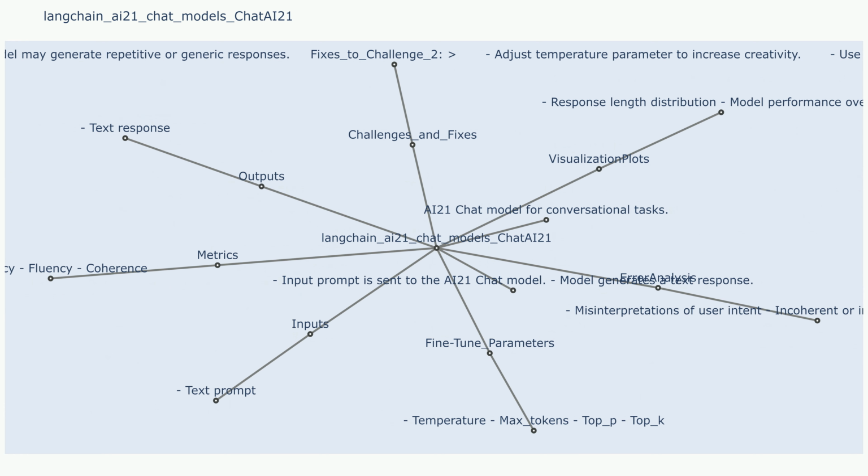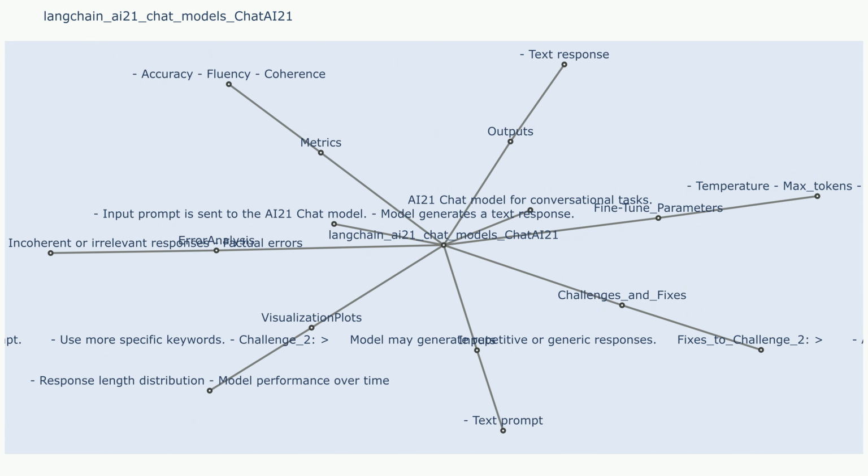Challenge 2: generating repetitive or generic responses. Sample use case: the model provides similar responses to different questions, lacking diversity and engagement. Fixes: fine-tune the model on a dataset specifically tailored to the desired conversational style. Implement techniques like diversity promotion to encourage the model to generate more unique and engaging responses.